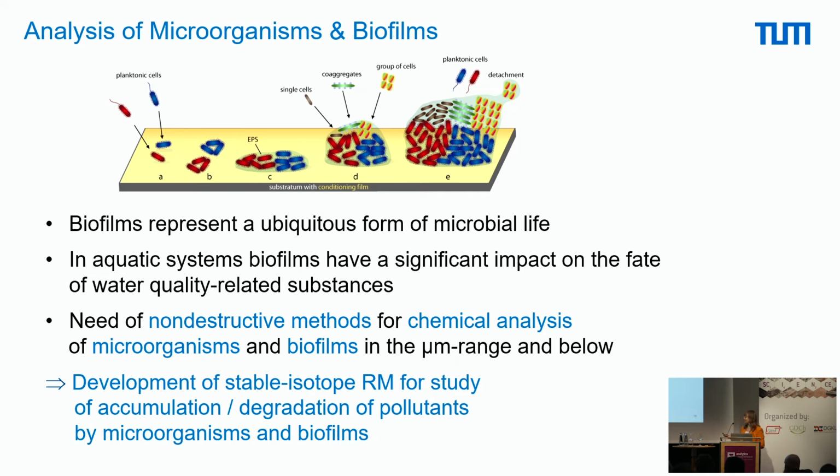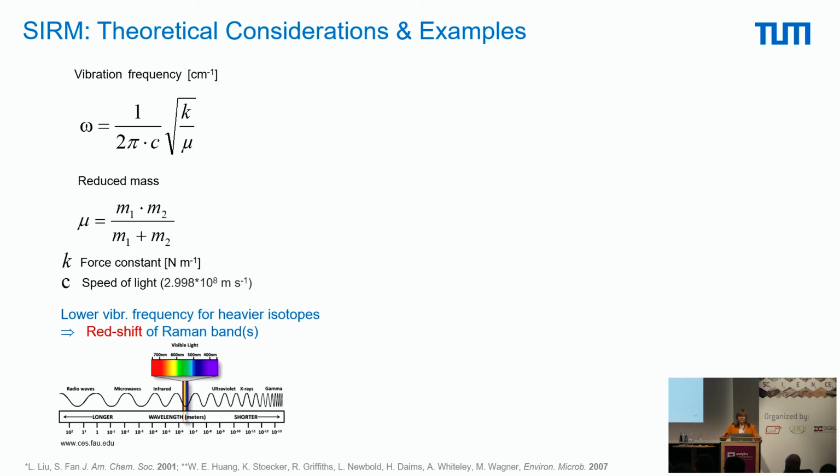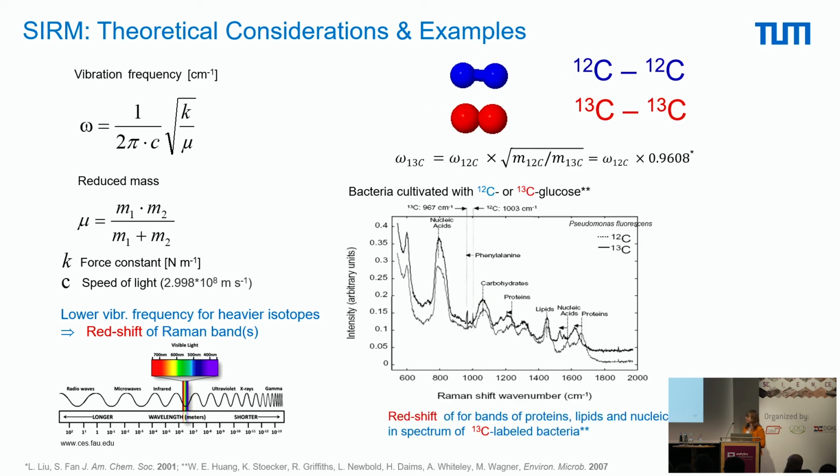the 1 micrometer level. So how does it work with stable-isotope Raman microspectroscopy? We know that vibrational frequency is inversely proportional to the reduced mass. And if heavier isotopes instead of normal isotopes are applied, we will see vibrational bands at lower frequency, so lower frequency, longer wavelengths. Therefore, these shifts are called redshift. It works perfectly for carbon.